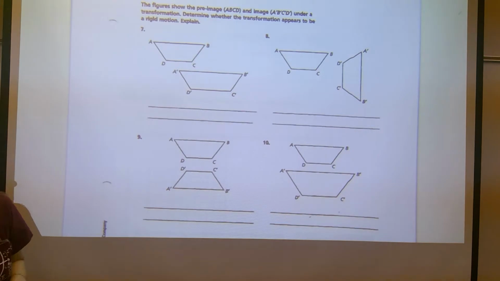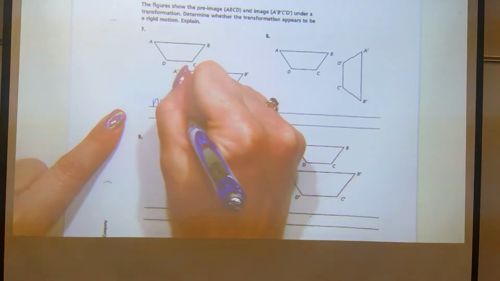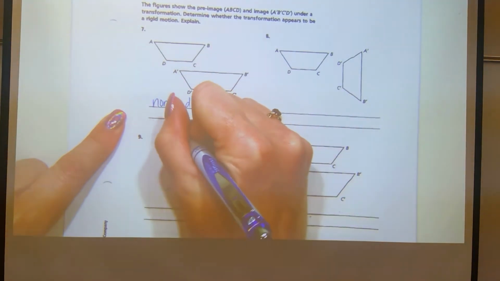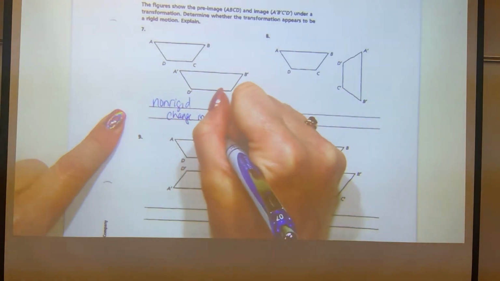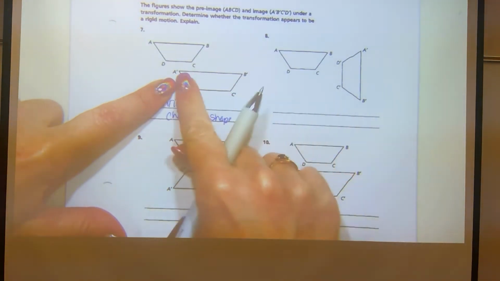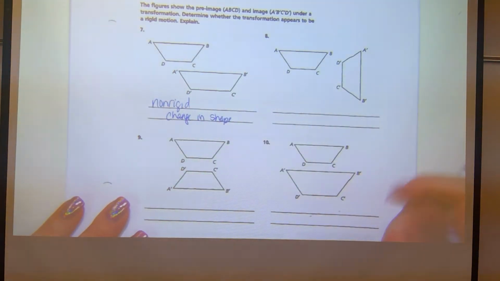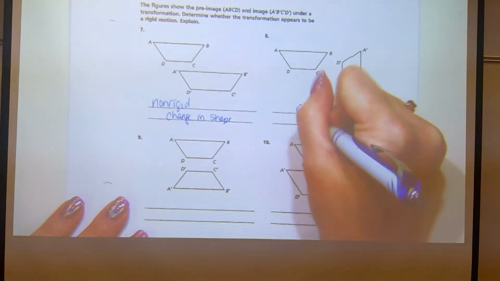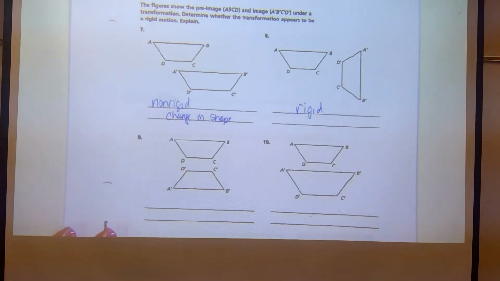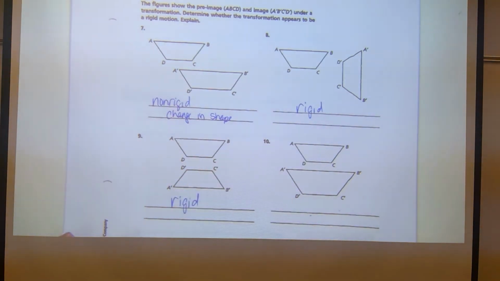That's a technology issue. For the first one, that is not rigid, so non-rigid, because I have a change in shape. Distance has not been preserved along A prime, B prime, D prime, C prime. Number 8 appears to be rigid. Looks like the same size and shape if you ignore the bump. 9 appears to be rigid, same size and shape.